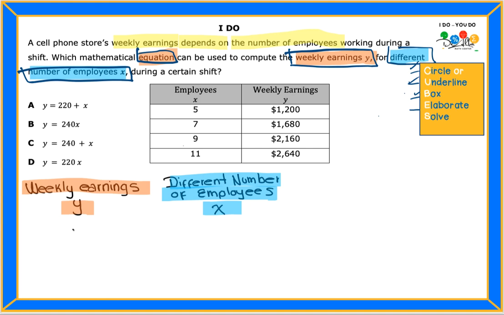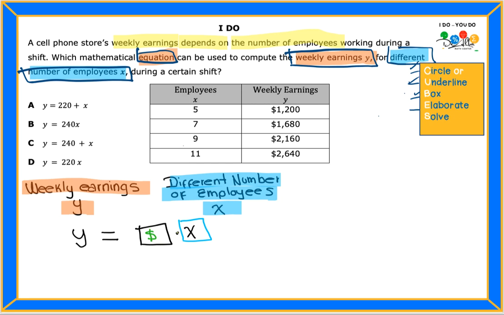The weekly earnings, they have the variable y, and depends can translate as an equal sign. Now, they said the number of employees is going to be changing. So they should have some money here, and the number of employees will be changing. Remember how in elementary, for numbers that we didn't know, we used an empty box? So here we're going to have some money. I'm going to put the money symbol.